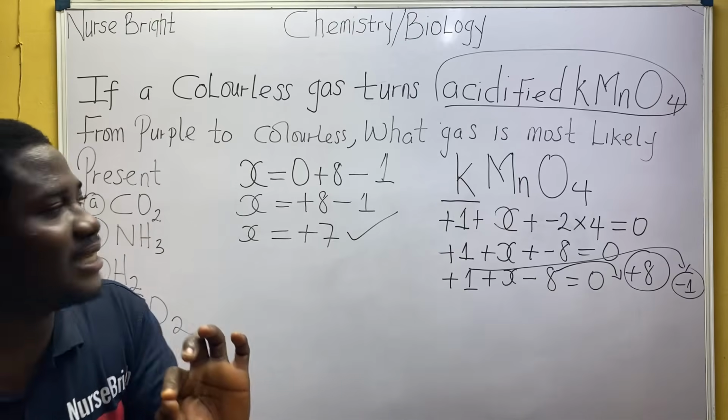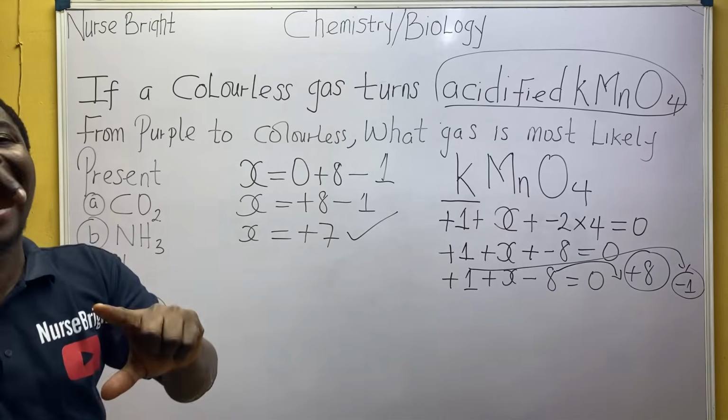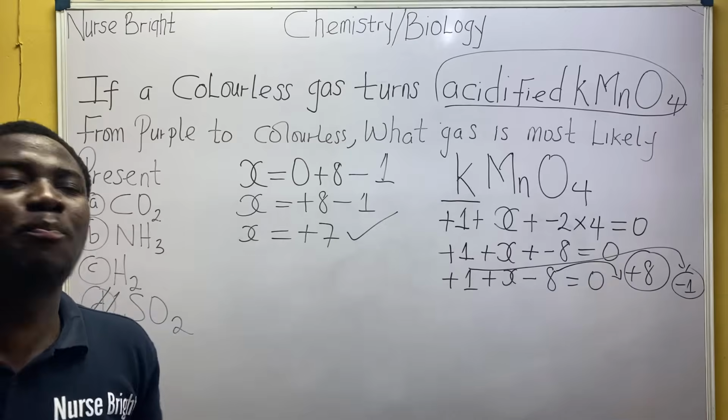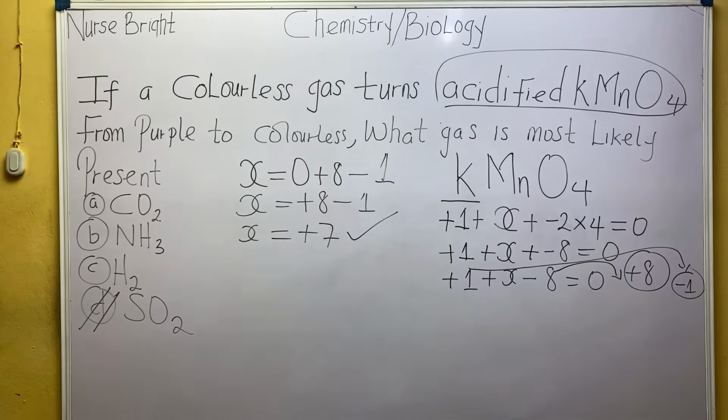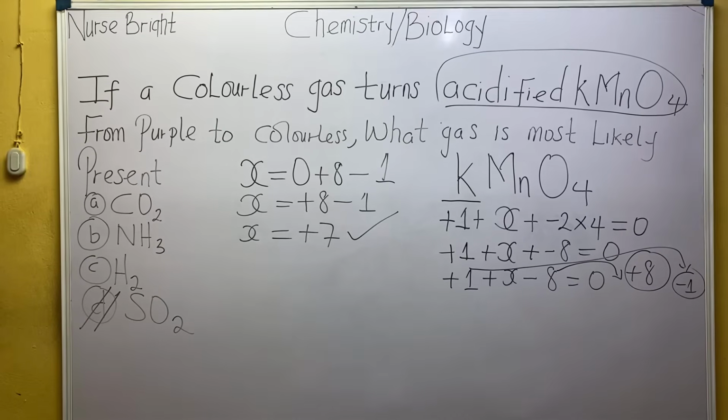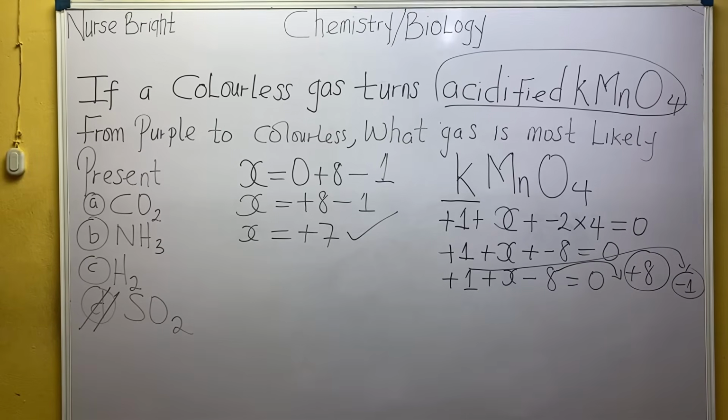But the key note here is that whenever a particular gas, which is SO2 gas, passes over this acidified KMnO4, it changes the color of this compound from what? Purple to what? Colorless, guys. Alright? From purple to colorless.